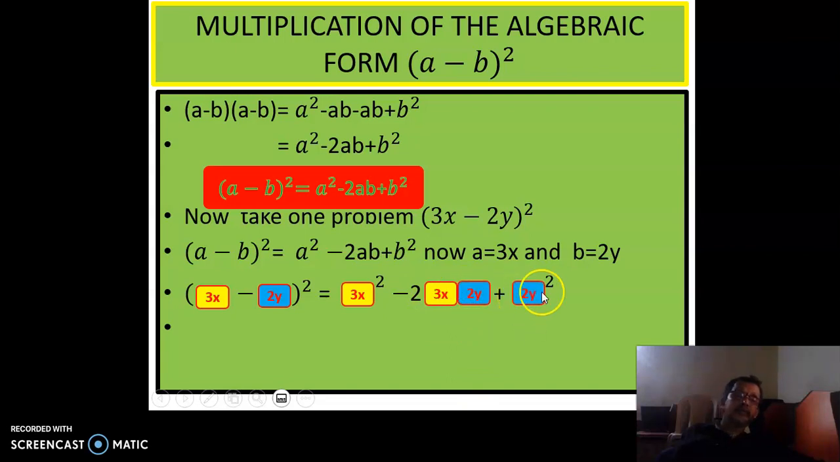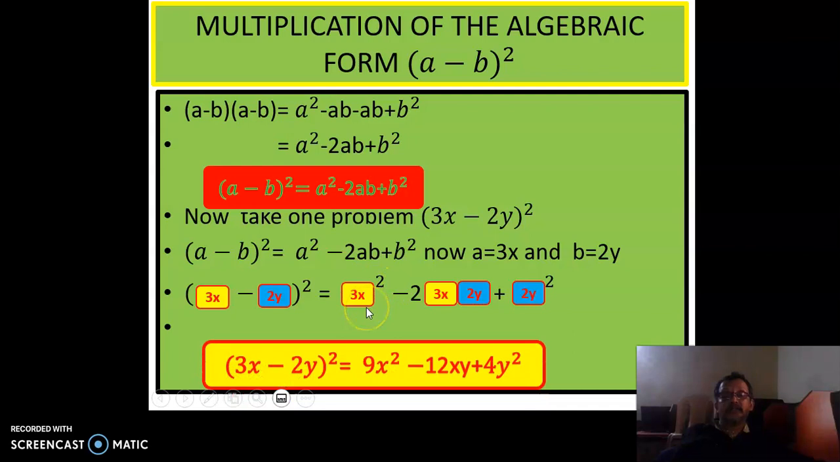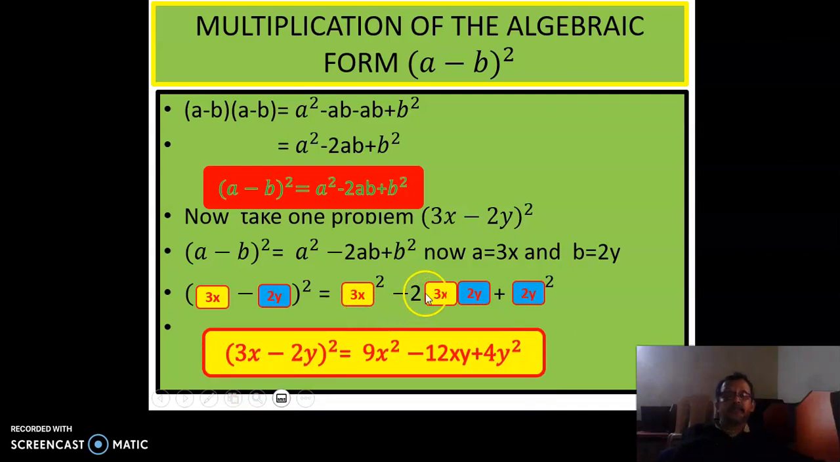(2y) whole squared. The square is for both, 2 and y. So now the answer is 3x into 3x, 9x squared, minus 2 into 3, 6, 6 into 2, 12xy, plus (2y) whole squared, 4y squared. So (3x minus 2y) whole squared equals 9x squared minus 12xy plus 4y squared. So this is the answer for this problem.